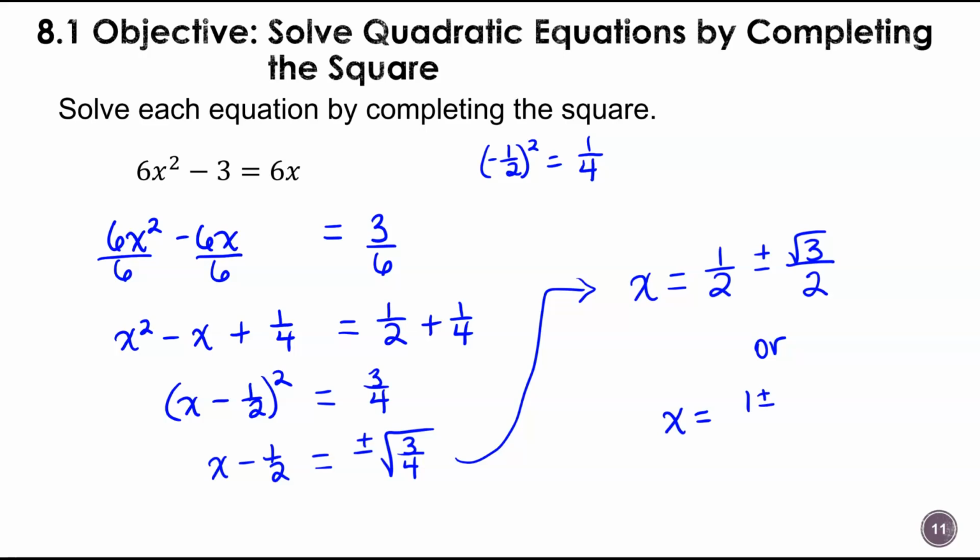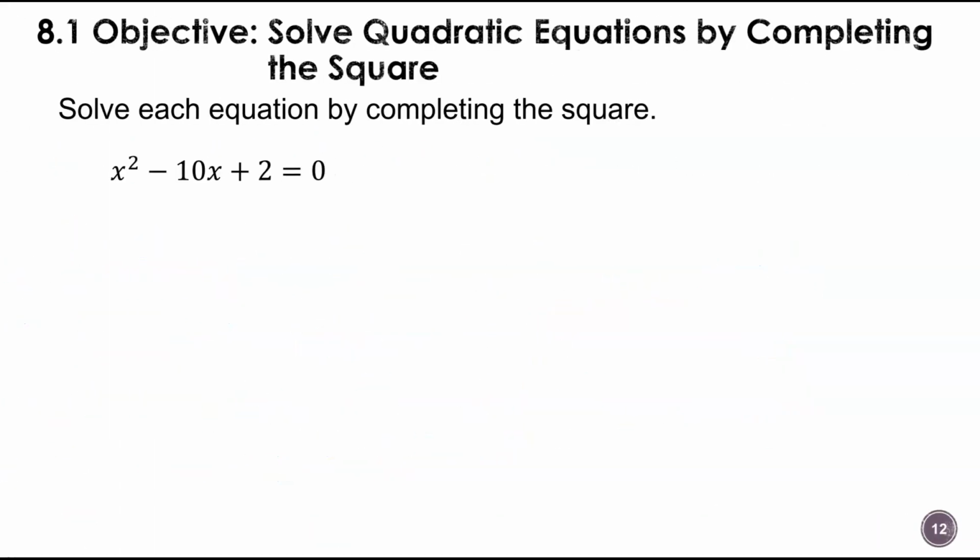So 1 plus or minus the square root of 3 over 2. Those are the same answer, right? So either way would be the same. Okay, we don't need to divide out anything this time because my leading coefficient, right, that's a 1. And so we just continue from here.